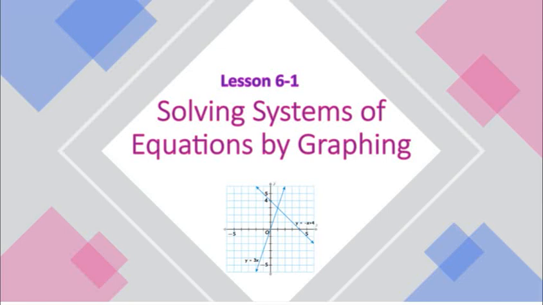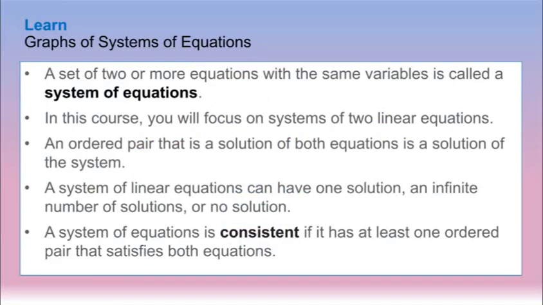6-1, solving systems of equations by graphing. A system of equations is just a set of two or more equations with the same variables. So they have to have the same. So if you have x and y, a system would be like y equals 2x plus 4 and y equals 5x plus 7. That would be an example of a system of equations.